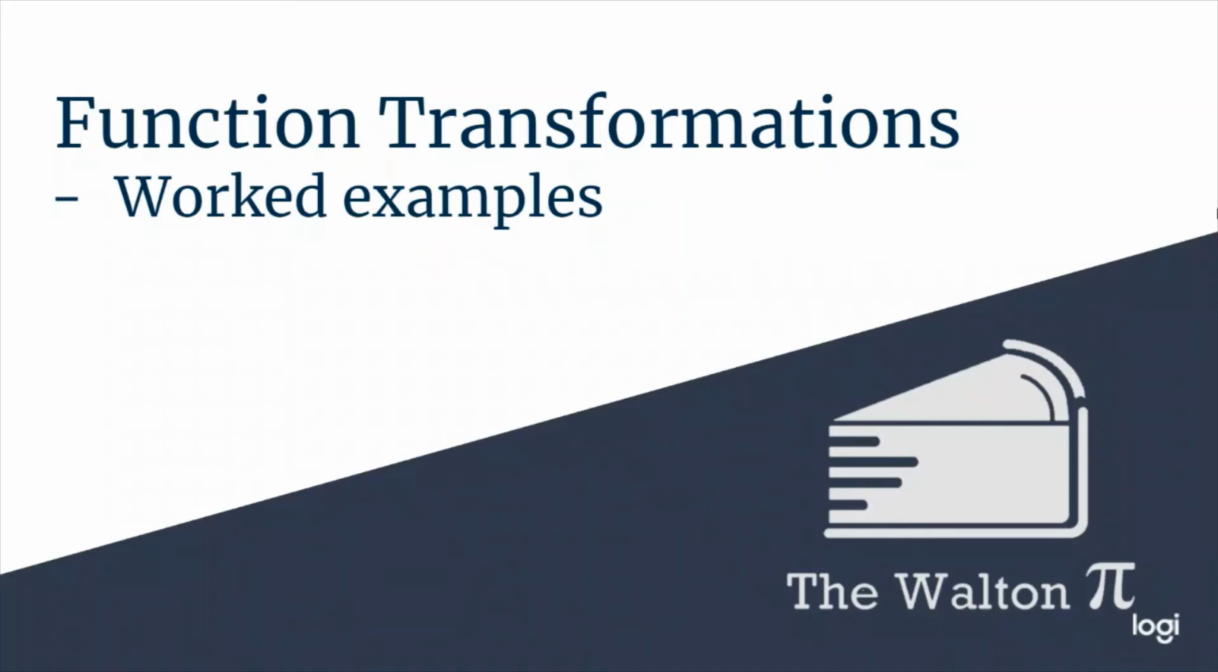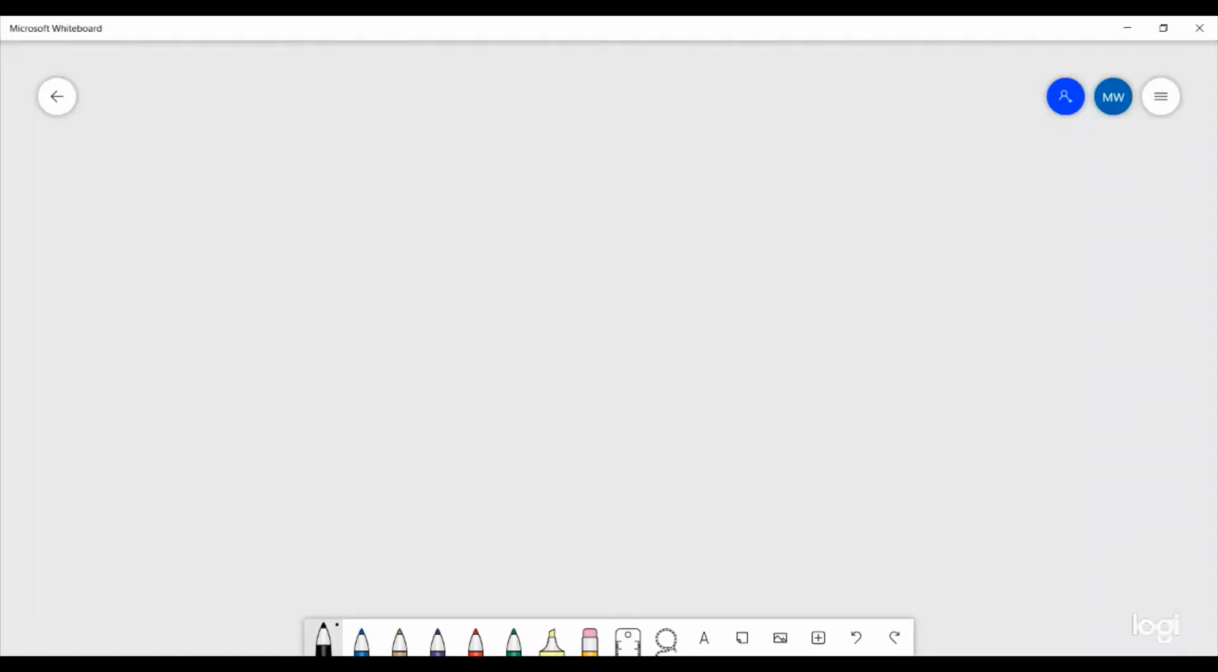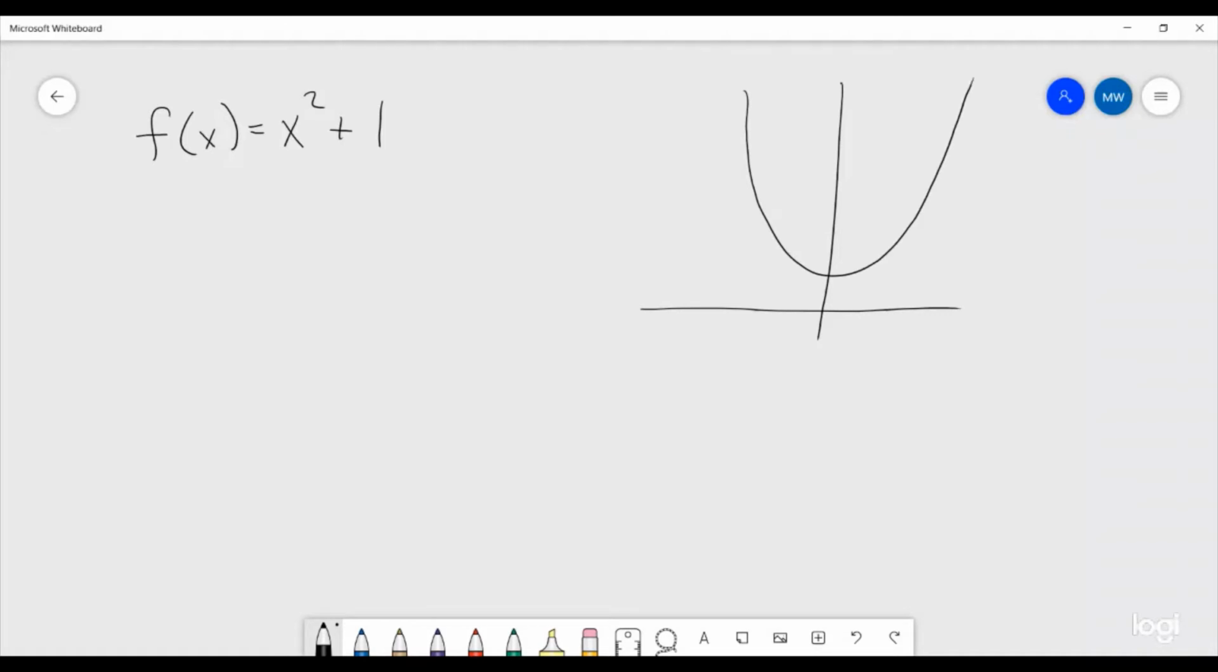Today we are going to go through some examples of function transformations. Okay, let's go through some examples of function transformations. Let's say that f of x is x squared plus 1. So if we were to look at a graph of f of x, that's just going to be this parabola. And right here it intersects the y-axis at 1.